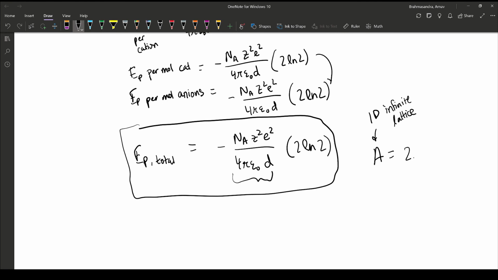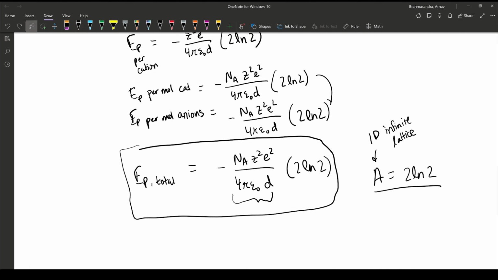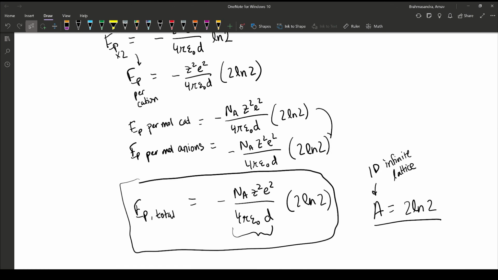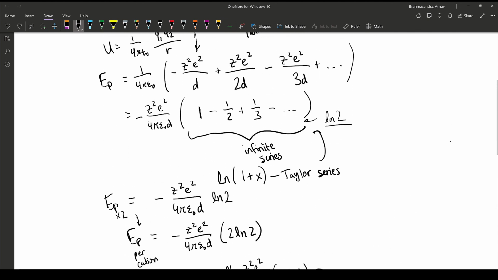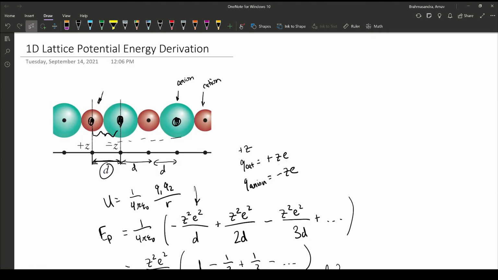is 2 log 2. So hopefully this video was interesting. I just wanted to show how you actually derive that potential energy formula for a sort of relatively simple system. When you get more complex systems, it's really hard to derive this formula. You're just given the A value and you just work with that A value. But I wanted to show, okay, where does this A value come from and how can we derive it in a semi-simple system?